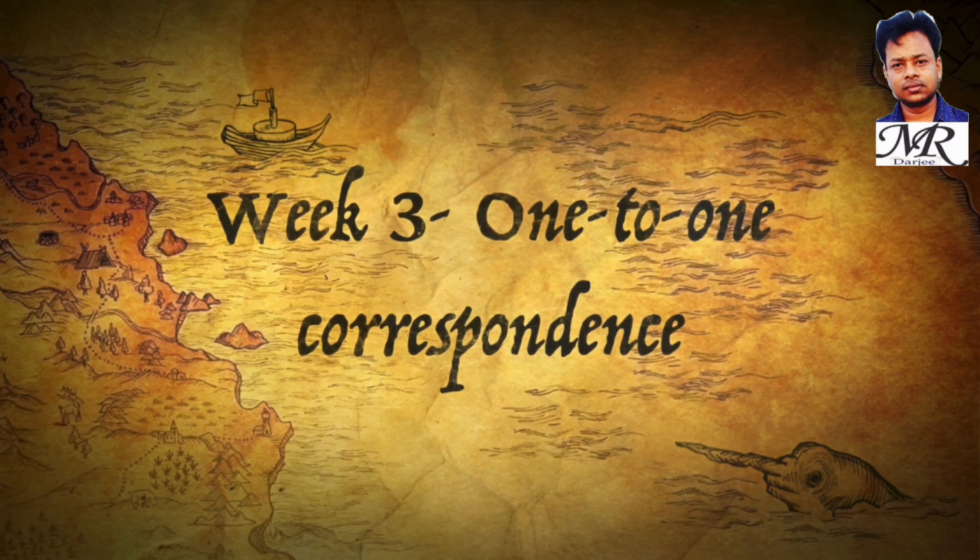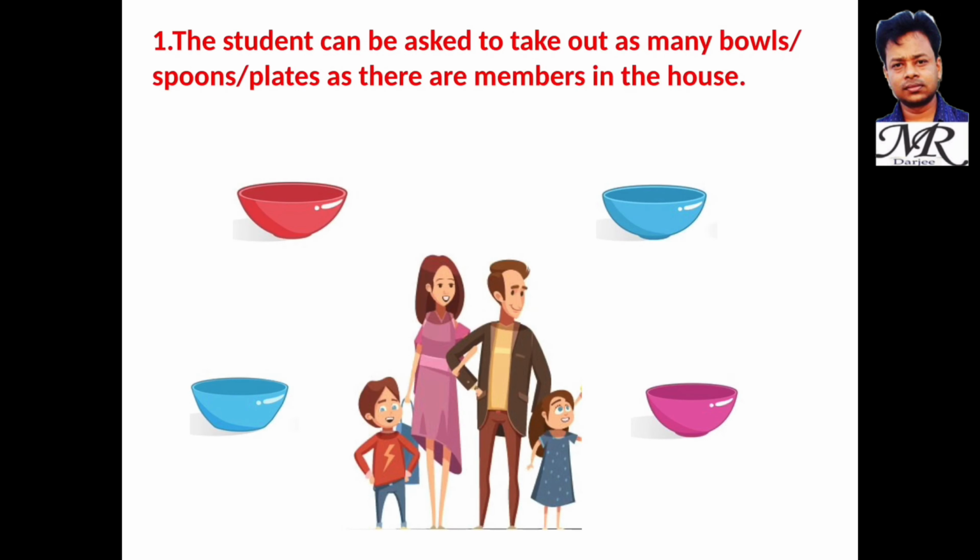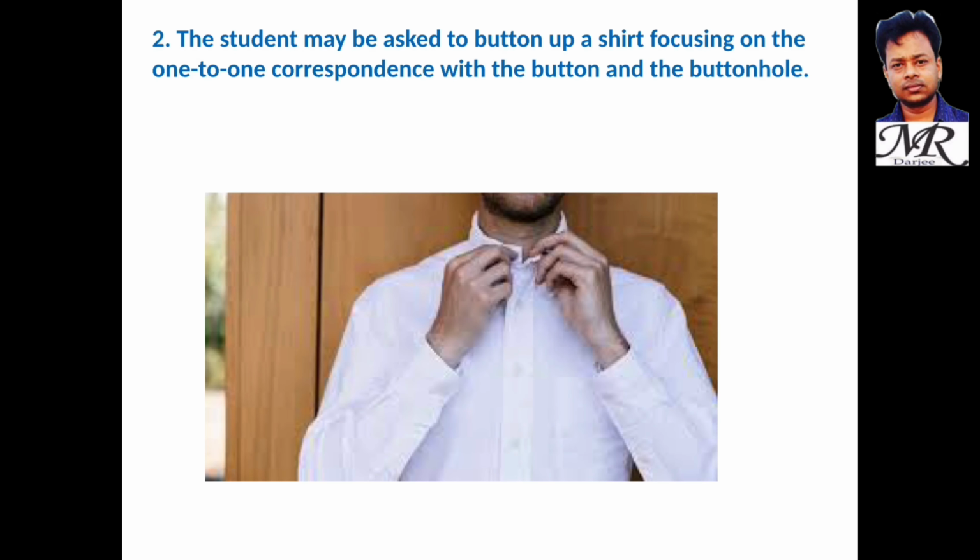Week 3, one-to-one correspondence. The student can be asked to take out as many bowls, spoons, plates as there are members in the house. The student may be asked to button up a shirt focusing on the one-to-one correspondence with the button and the buttonhole.